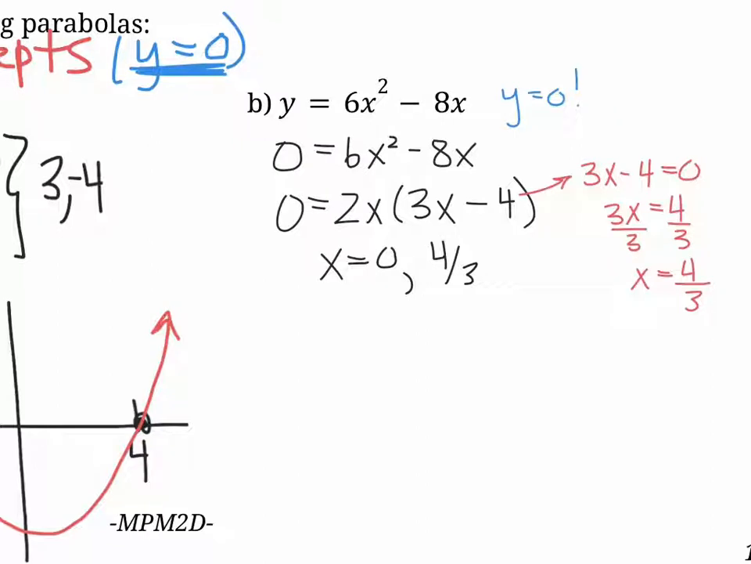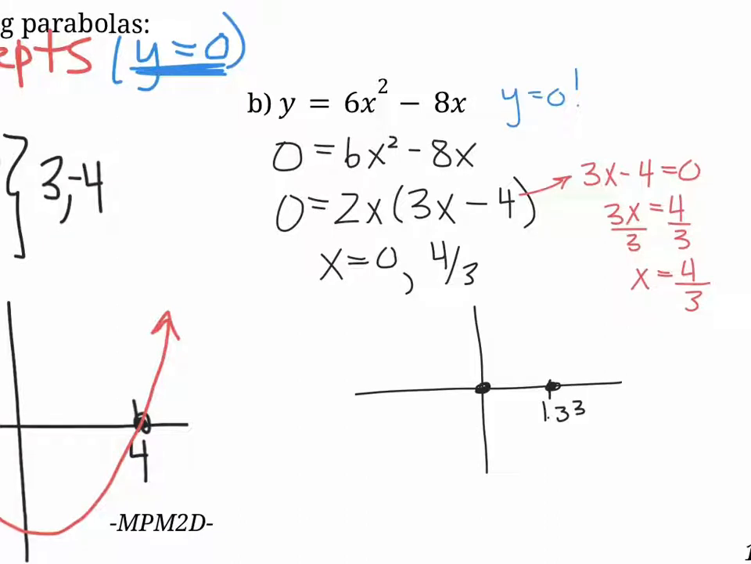If you were to quickly sketch this, here's what it would look like. I'm going to put a big dot at 0, since I know one of my x-intercepts is 0. Also, I'm going to put a big dot at 1.33333, because that's what 4 over 3 is equal to. I have another x-intercept right here.